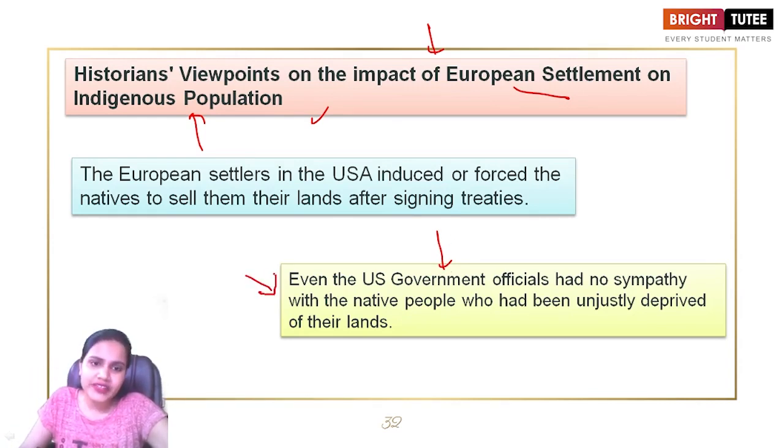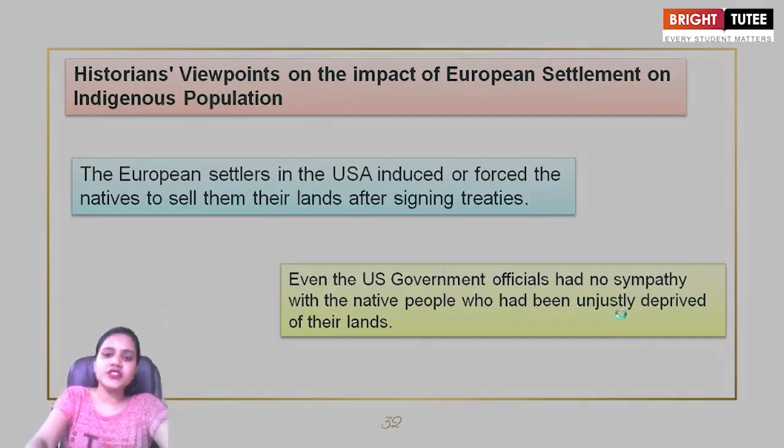Now, another important thing I would really like to remind you, as I have been pointing out again and again, is that the native people were not aware of the mix of economy that was being utilized, or let's say exploited in some sense, by the European immigrants here. So the US government officials also had no sympathy with the native people, the tribal people, who had been unjustly deprived of their lands.